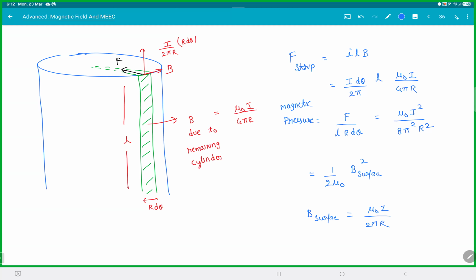And do you remember what this formula is? Magnetic energy density. So that is the easiest way to remember this, right? Can you find the stress now? Get that? I got you the pressure. Just give me a minute.